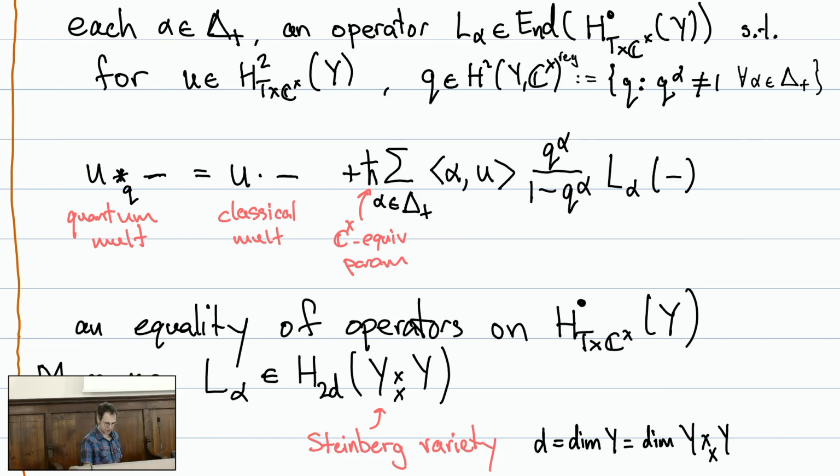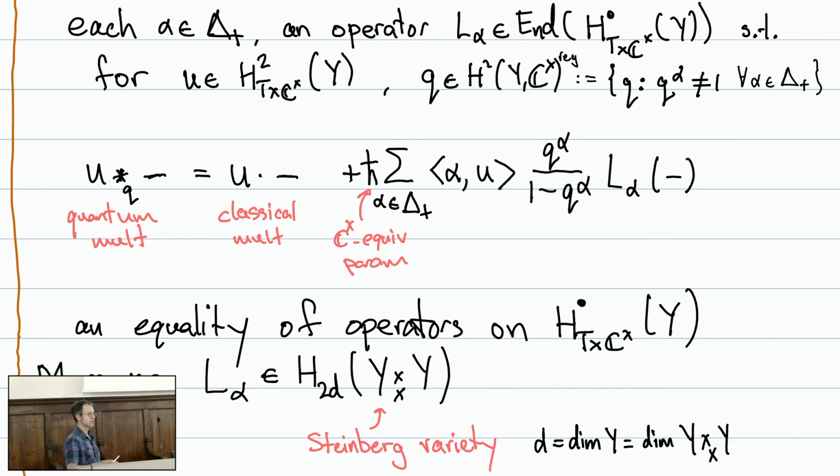There's this thing called the Steinberg variety. So we had a symplectic resolution, Y to X, and you can form the fiber product of Y cross Y over X. In the case of the cotangent bundle of the flag variety, this is a classically studied thing called the Steinberg variety. For any symplectic resolution, people also call it the Steinberg variety of the symplectic resolution.